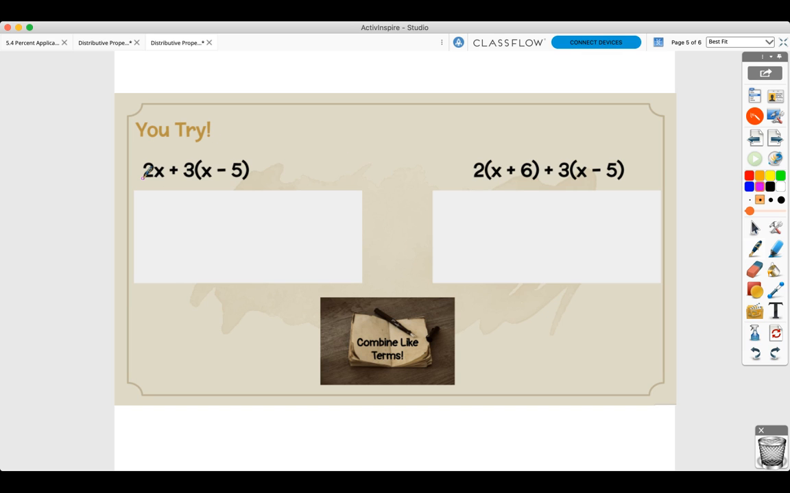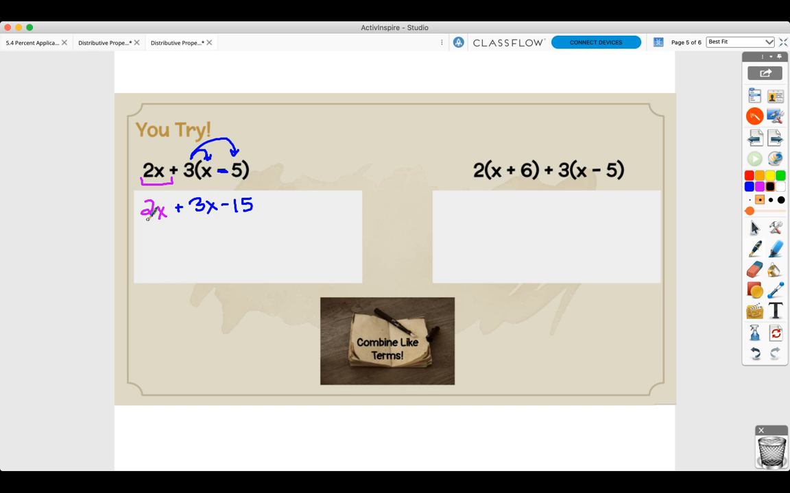So you're recopying the 2x, and you're going to distribute that 3. So 3 to the x and 3 to the negative 5. Don't ever forget that negative. So positive 3x, 3 times x is positive 3x. 3 times negative 5 is negative 15.